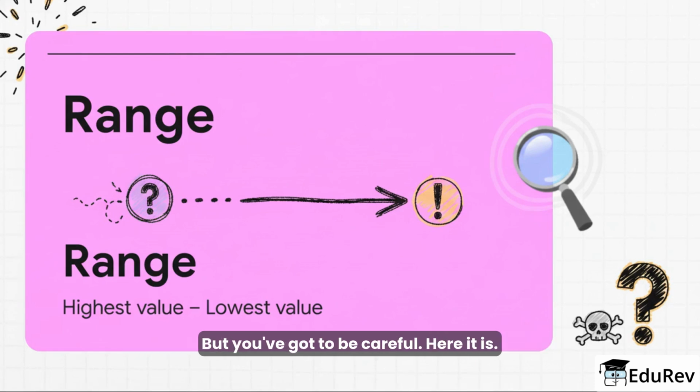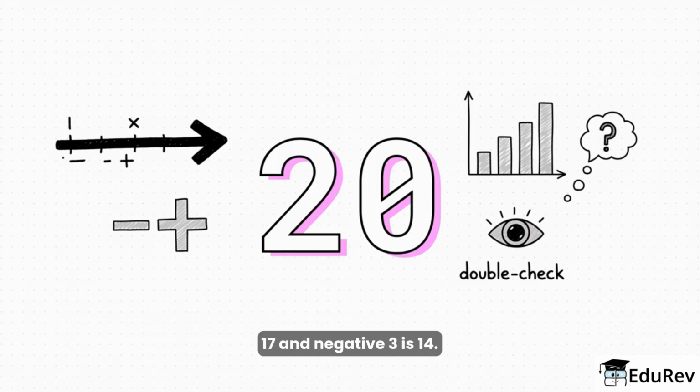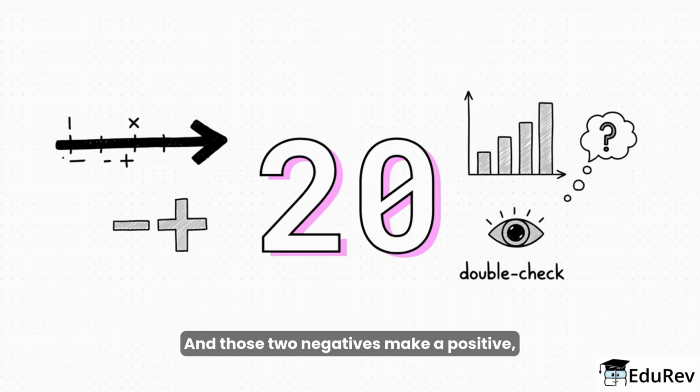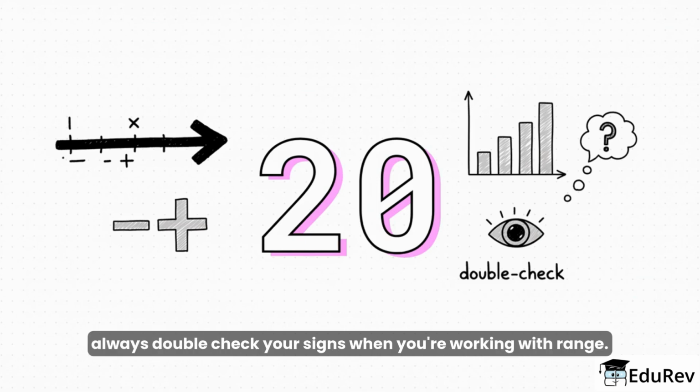But you've got to be careful. Here it is. This is the number one trap that test takers fall into: negative numbers. Your gut instinct might tell you the range between 17 and -3 is 14. It's not. You have to remember the rule: highest minus lowest. That's 17 minus -3. And those two negatives make a positive, so it becomes 17 plus 3, giving you a range of 20. Always, always, always double-check your signs when you're working with range.